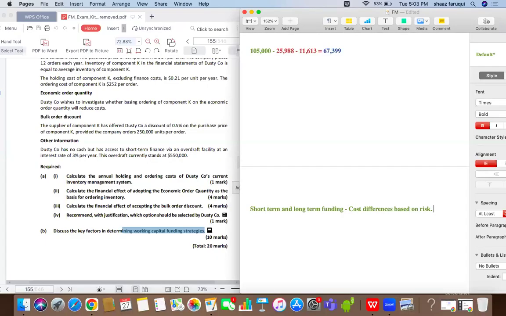But the other element that you have to keep in mind is that different funding policies have different benefits. So again, how do I put this?